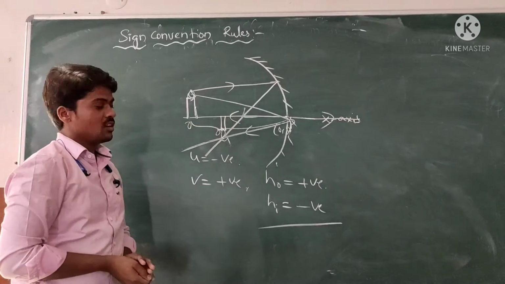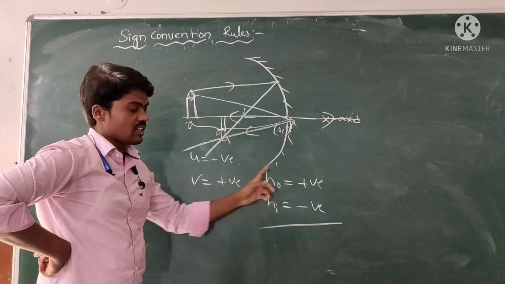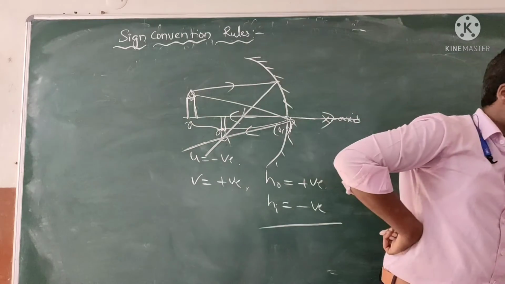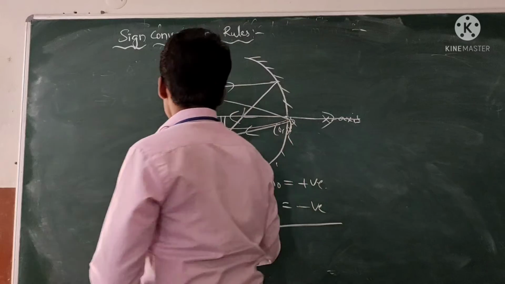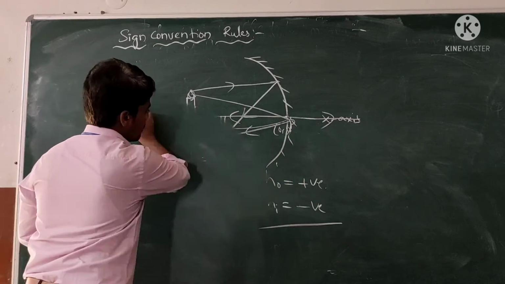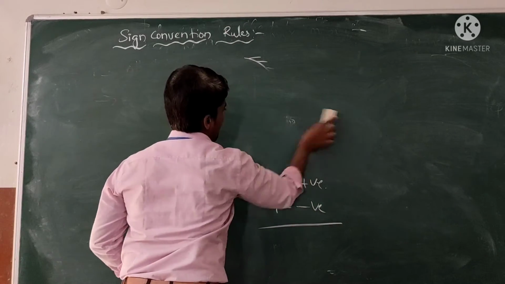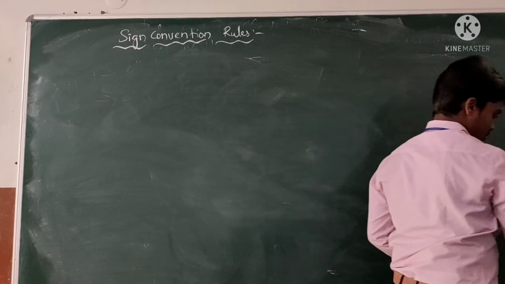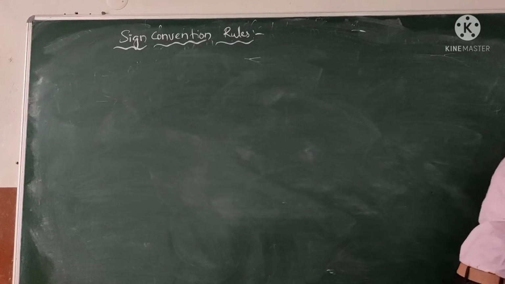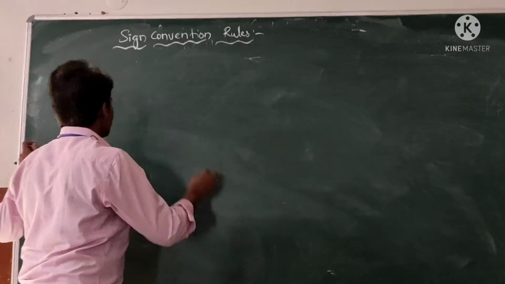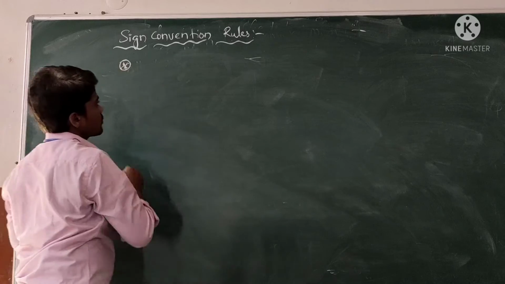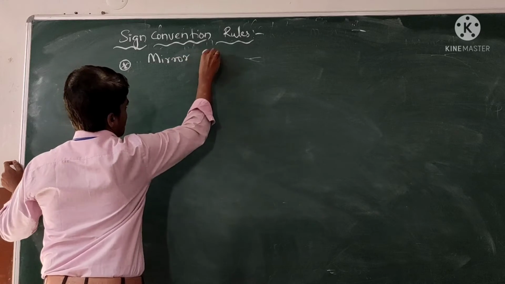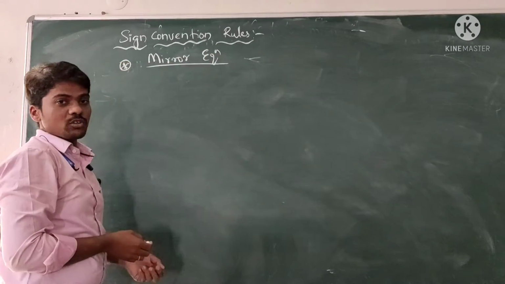Okay. These are the minimum components. If you know the sign convention, then go to the problems. Otherwise, you will not understand the answers properly. Next one is the mirror equation.